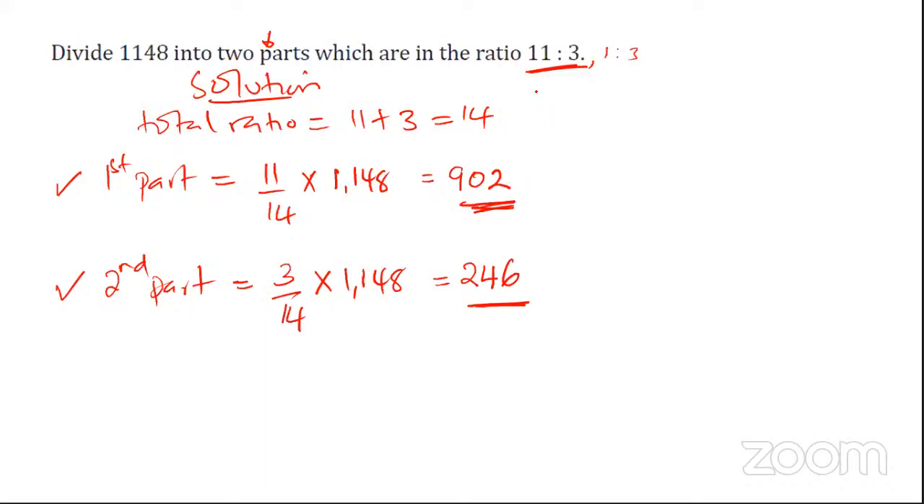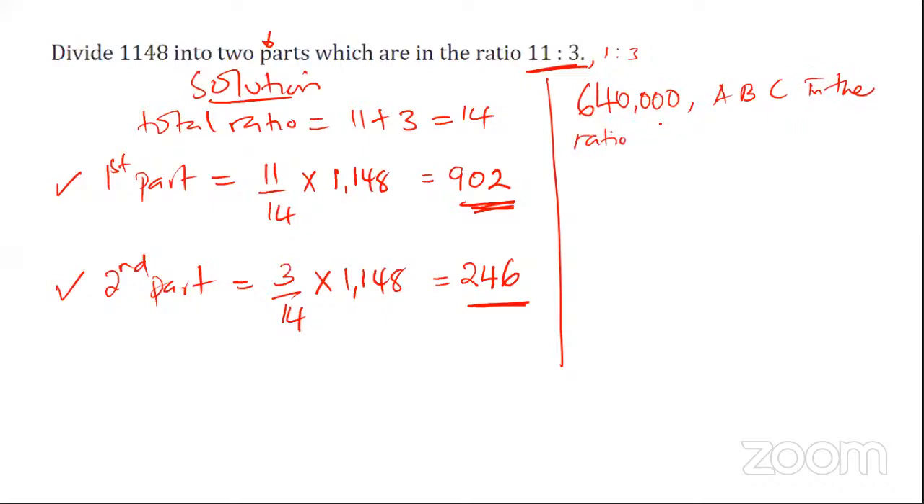Shillings 640,000 were shared among A, B, C in the ratio 4.4 to 12.4 to 15.2. How much did each receive?